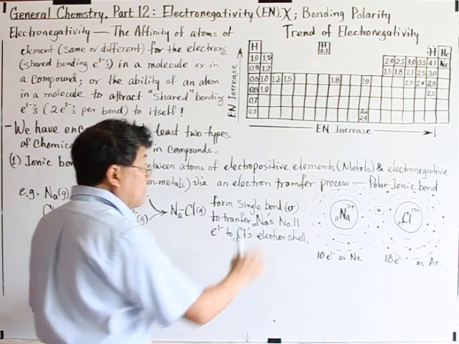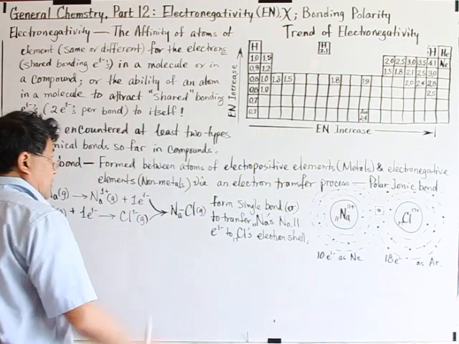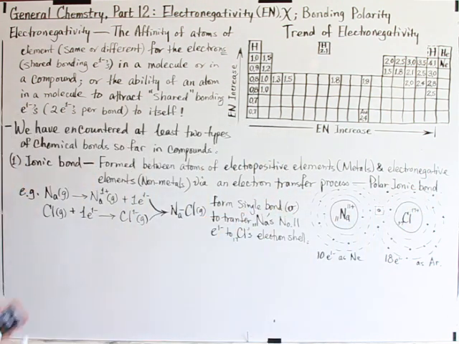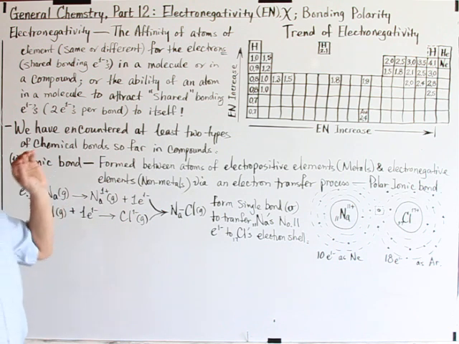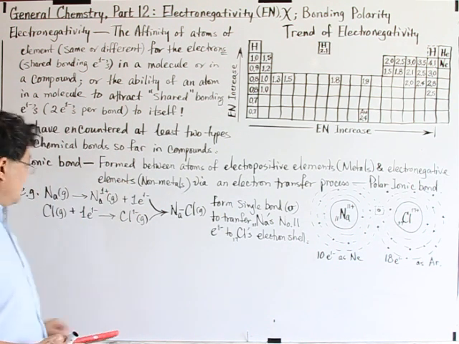So that makes a polar ionic bond, a single bond right here. The example we use here is sodium chloride, table salt. Table salt is a good example for you to understand a single ionic polar bond, right?